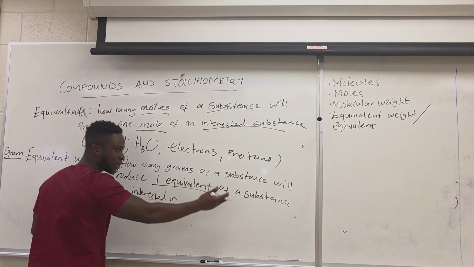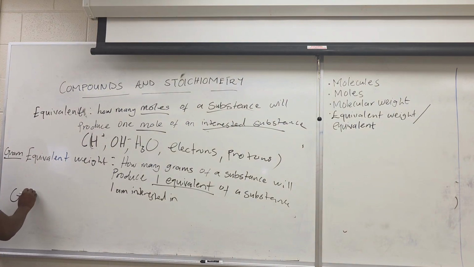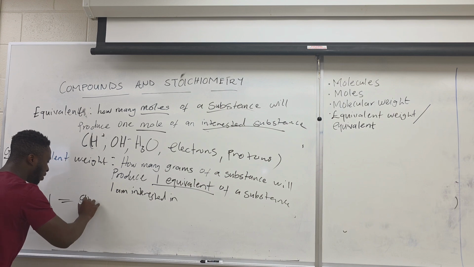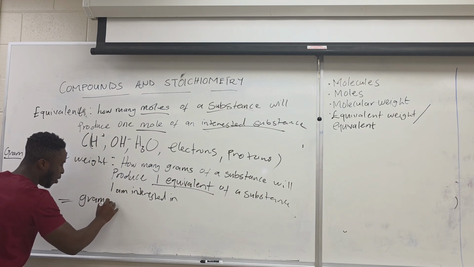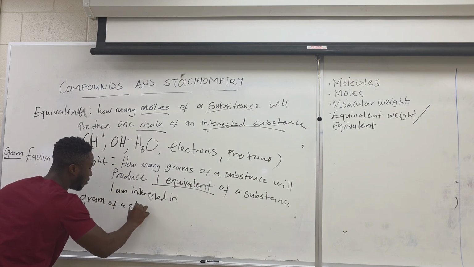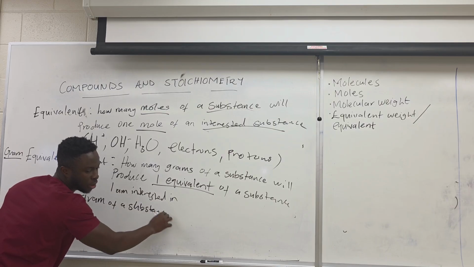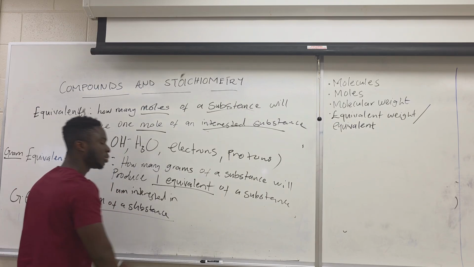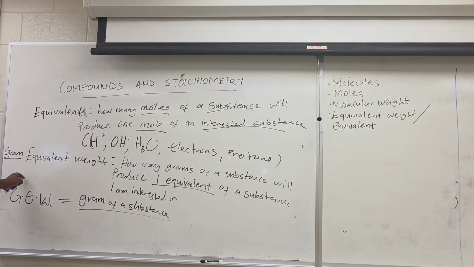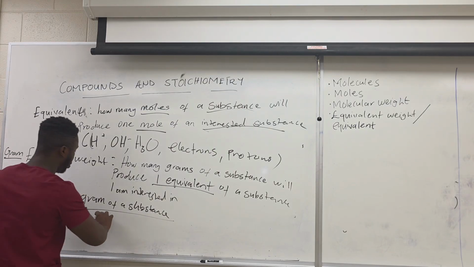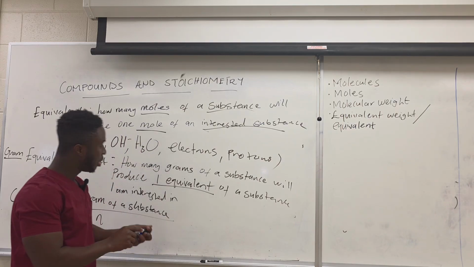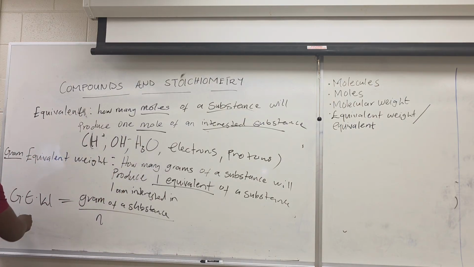So by so doing, you can just say that the gram equivalent weight is how many grams of a substance that I have, divided by the equivalence, which could be replaced by n, where n is the equivalence, right? So that will be the gram equivalent weight.